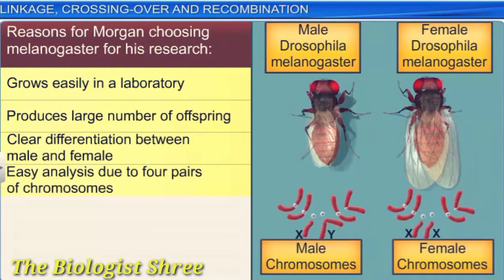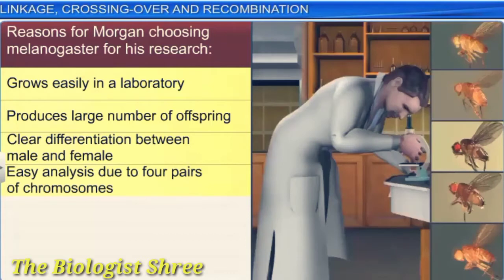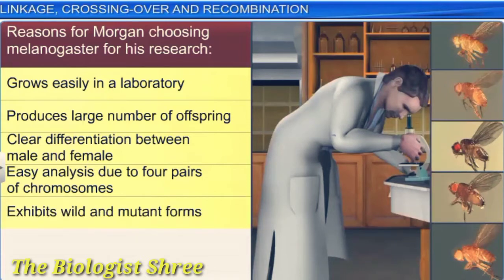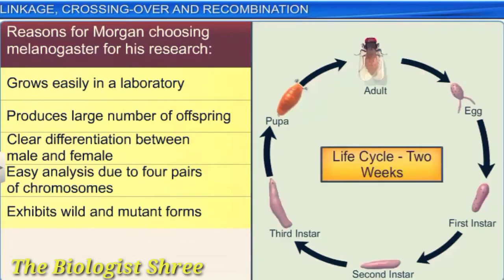Another reason for Morgan selecting these flies was that they showed several heredity variations which could be easily seen through low-power microscopes. Finally, these flies had a life cycle of just 2 weeks, which would help study several generations within a short span of time.